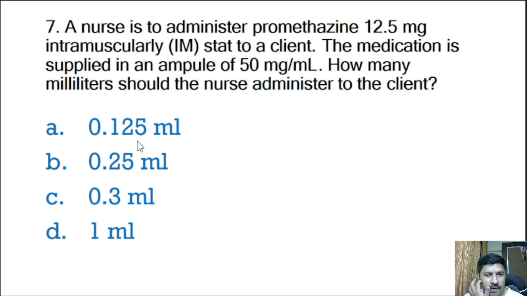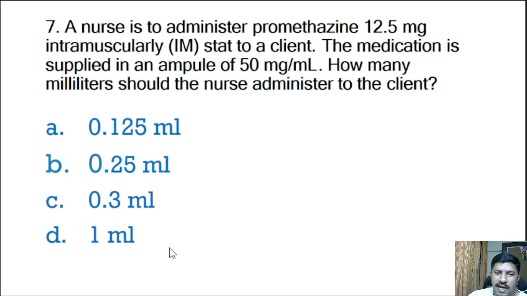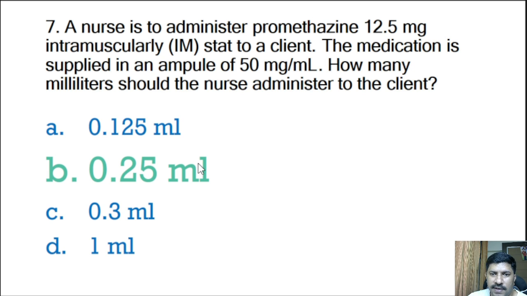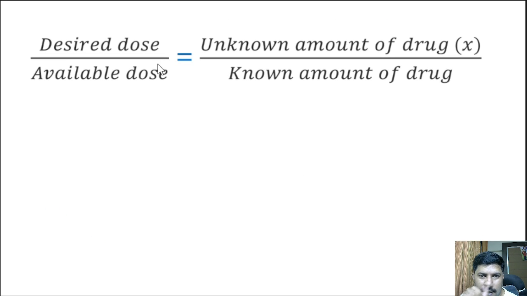Options: 0.125, 0.25, 0.3, 1 ml. Correct answer is 0.25. We can calculate it in our mind itself, but I will show you the detailed solution. Here, the formula we need to use is desired dose divided by available dose. Desired dose is 12.5 mg. Available dose is 50 mg per ml. So the known amount is 1 ml. Available dose is 50 mg. We need to find x.